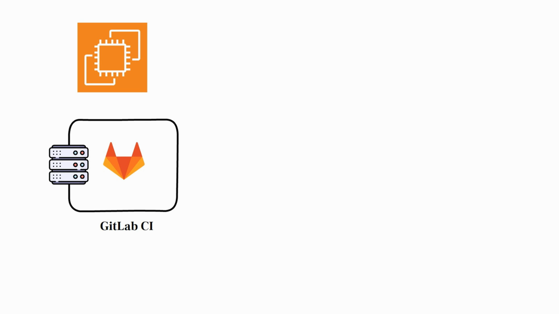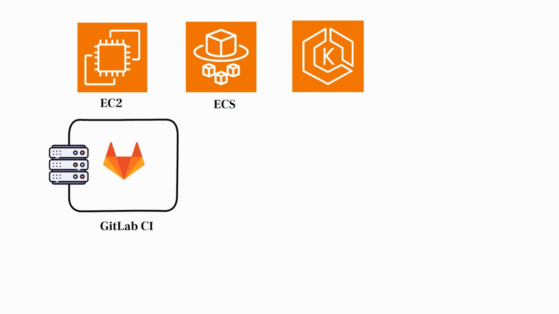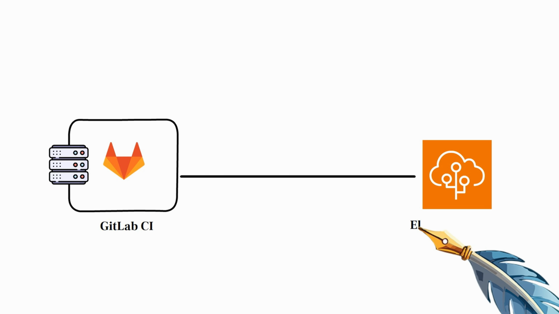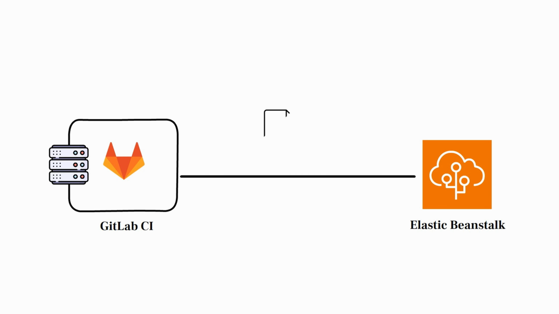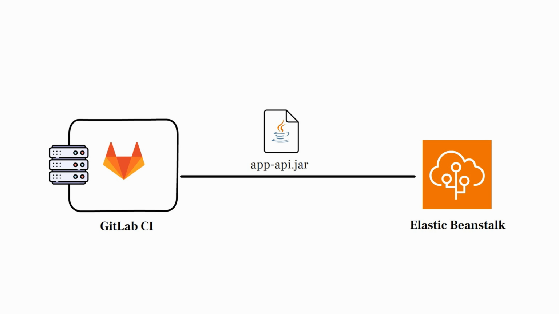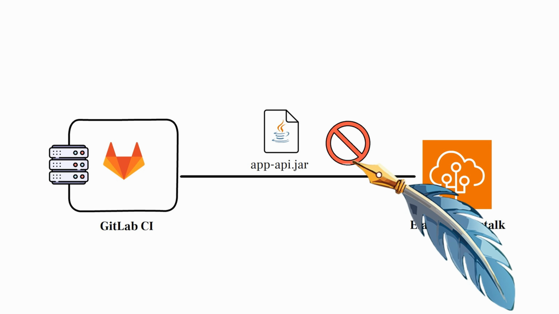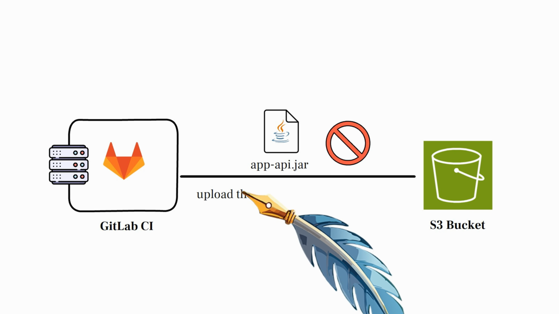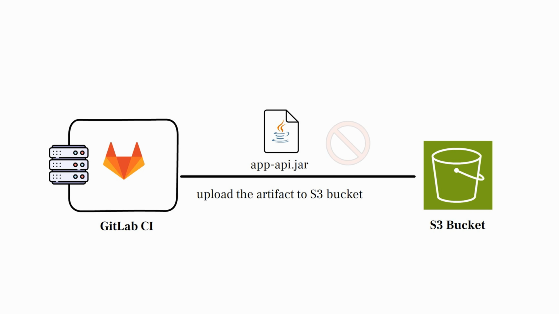Now we have GitLab CI, which can be installed on an EC2 instance, ECS Fargate, or EKS, depending on your preference. You might think we can upload the app artifact, or in this case, a jar file, directly from GitLab CI to Elastic Beanstalk. It seems very easy and straightforward. But what if I'm telling you this is not the right way? You cannot upload your application package directly to Elastic Beanstalk. Yeah, that's right. You should upload the artifact to the S3 bucket first.